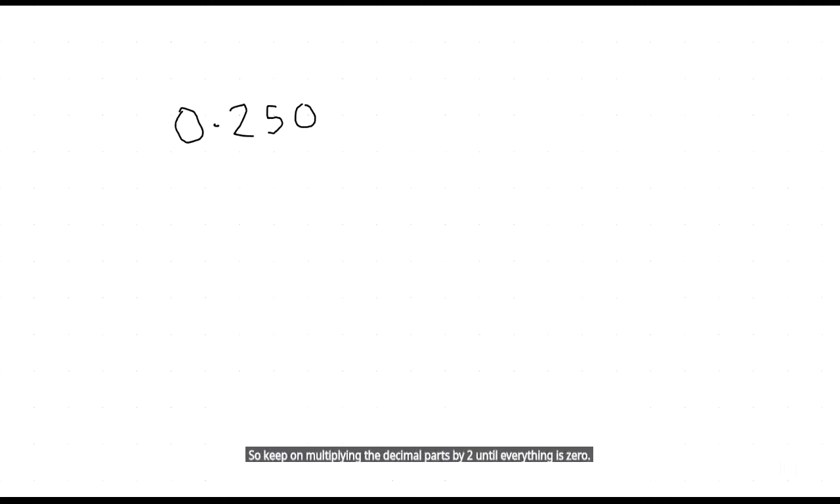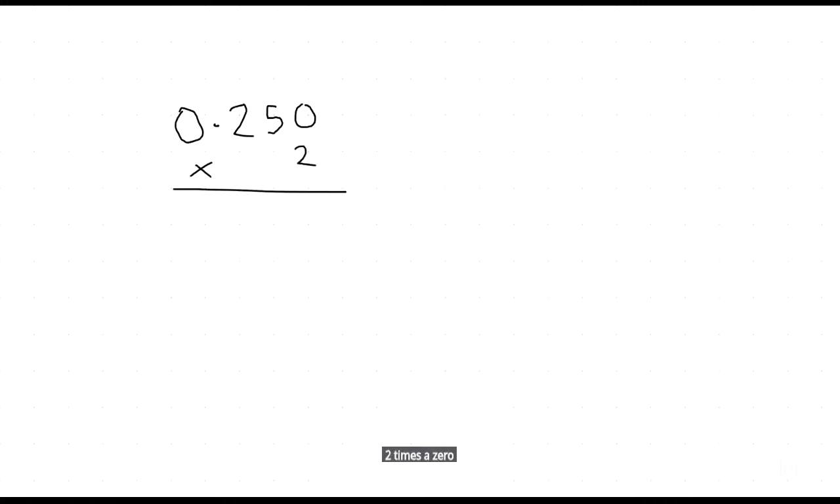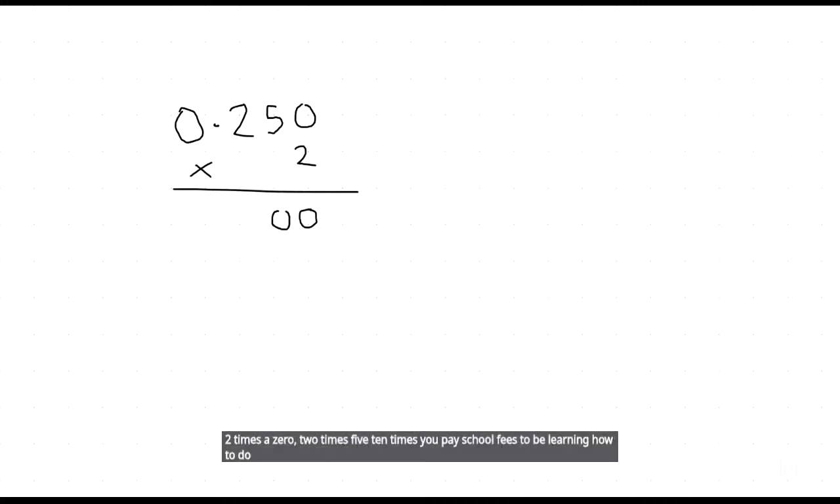So we multiply times 2. 2 times 0, 0; 2 times 5, 10. You pay school fees to be learning how to do 2 times 5, 10. 2 times 0, 2 times 5, 10. Carry 1, 2 times 2, 4, plus 1, 5. 0.